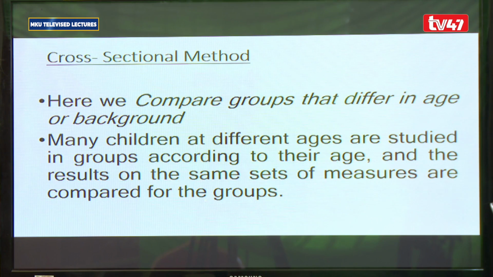And here, the key word is that we compare groups that differ in a characteristic of your interest. So you compare. For example, many children at different ages are studied in groups according to their age, and the results of the same measures are compared for these groups.